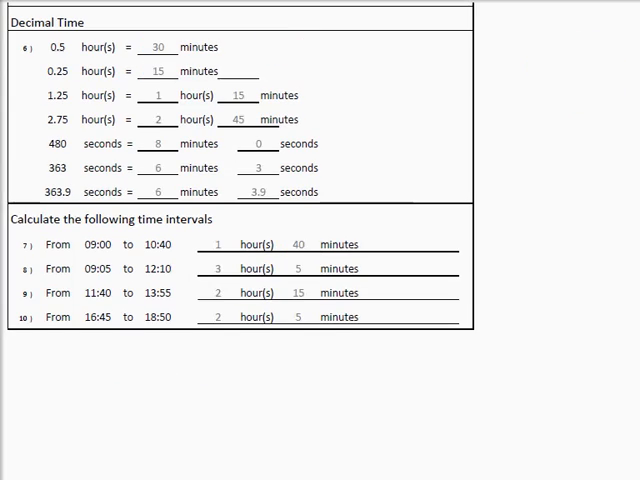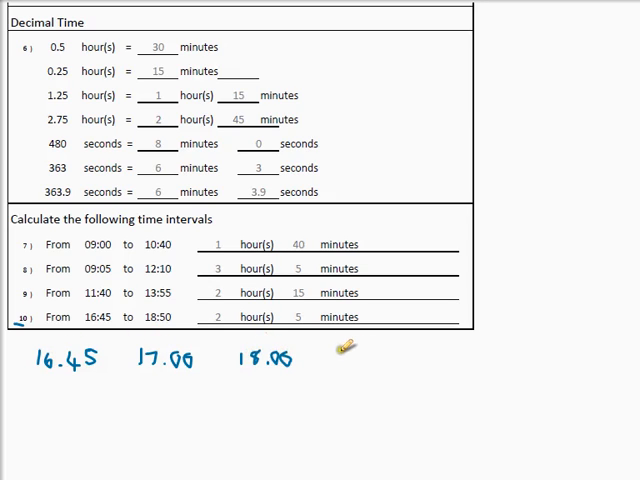We move to the answers now. There are your answers. Did you get this? Let's work through number 10 here. That's a good one to practice. From 16:45, what's your next full hour? The next full hour is 17 hours. The next full hour is 18.